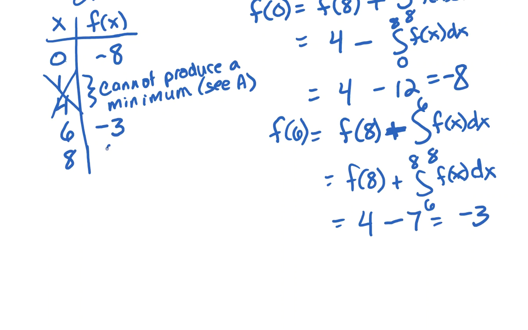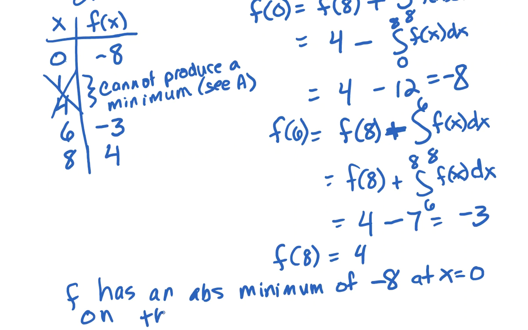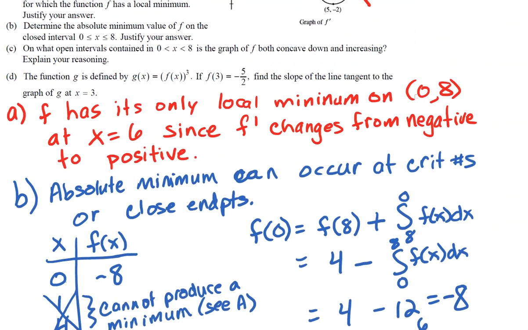And for f of 8, we don't have to do that work. Remember, it was given. f of 8 was given to be the 4. So now we can look at our contenders and come up with our conclusion. So our absolute minimum, f has an absolute minimum of negative 8 at x equals 0 on the closed interval from 0 to 8. And I think I have answered the question there. All right, let's press on.